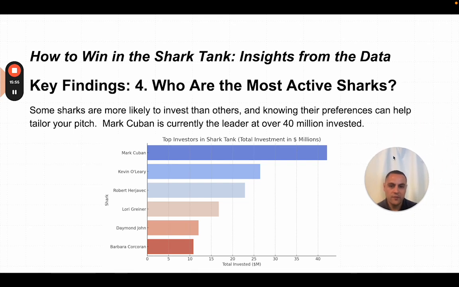So the fourth finding is who are the most active sharks? Again, you can see here that this is very similar to a previous chart. It shows Mark Cuban is currently the leader at over 40 million invested. Again, I'm tying each of these findings to the questions that I defined earlier, so folks can follow along.